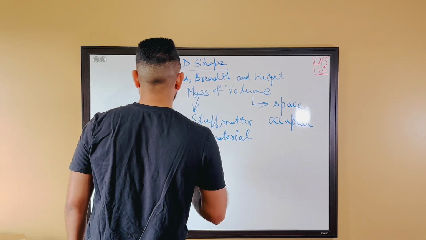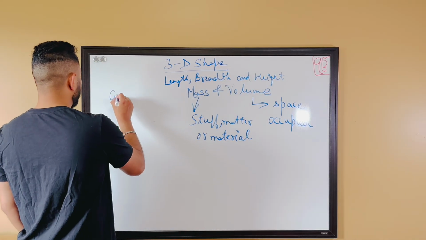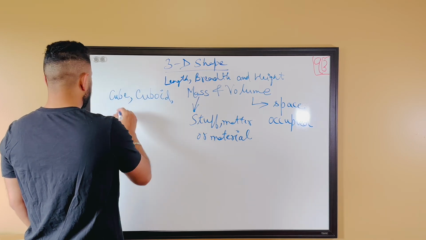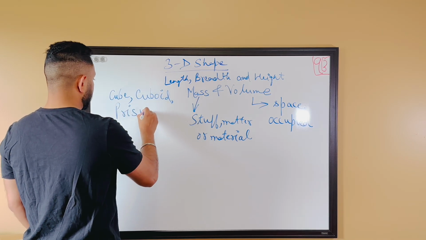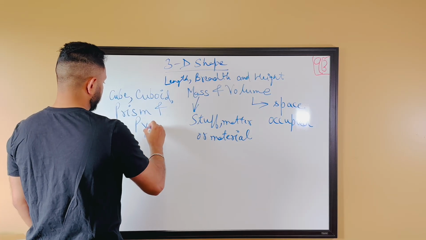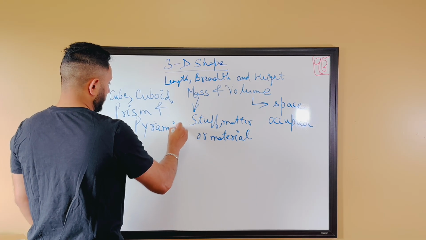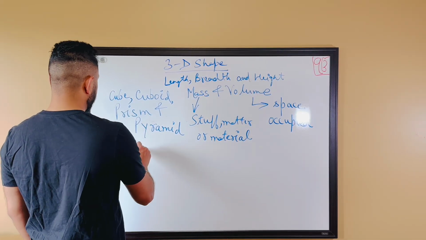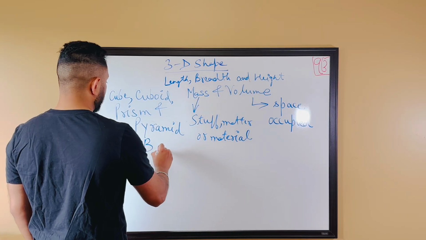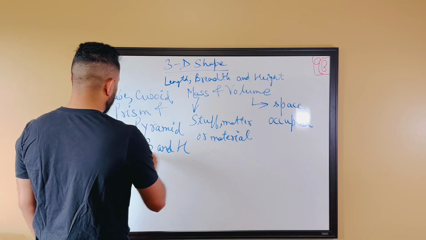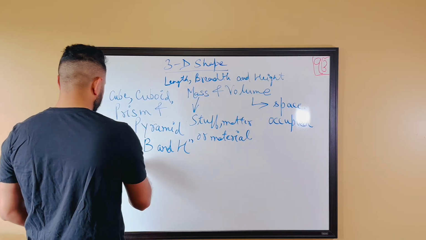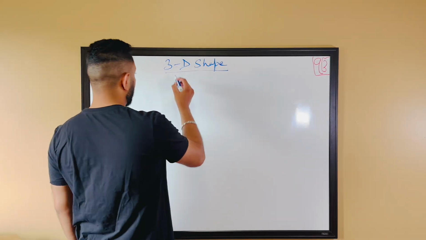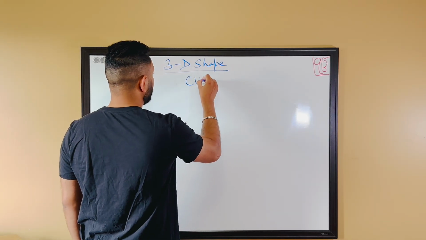So the most common examples of 3D shapes are cube, cuboid, prism and pyramid. Why are they called 3D shapes? Because they have 3 dimensions: length, breadth and height. So let's talk about our first 3D shape, that is cube.